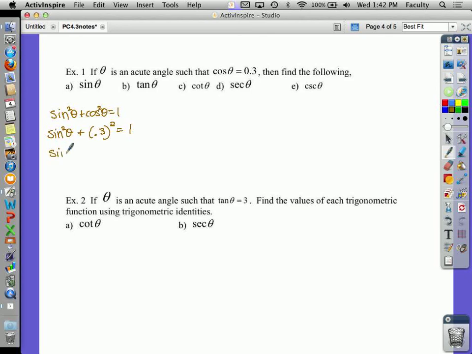Well, 0.3 times 0.3 is 0.09. And then I would subtract that from both sides. Now I'm going to have to go to my calculator because I don't know the square root of 0.91 off the top of my head. So I'm getting 0.9539. Now notice, you would have gotten plus or minus, but because theta's an acute angle, I only have the positive value. I just took the square root of both sides to get sine theta.